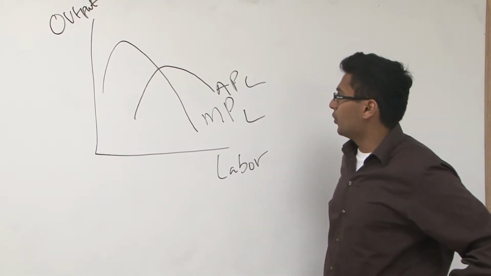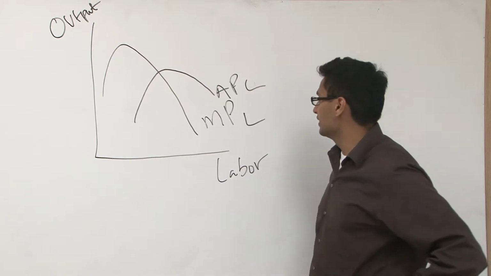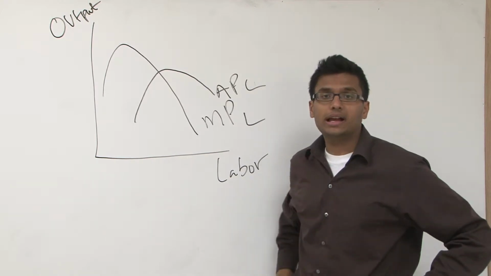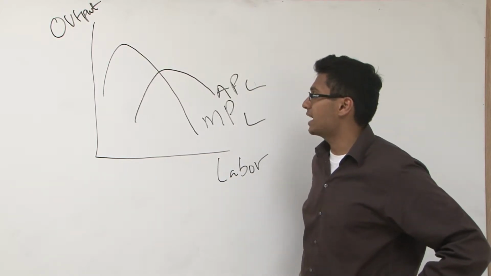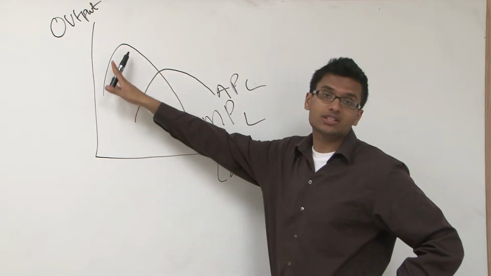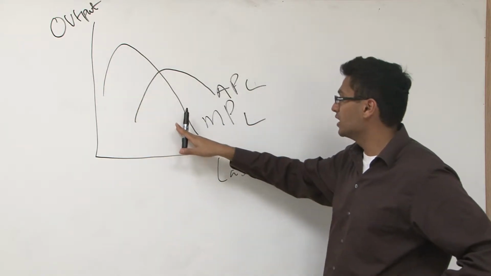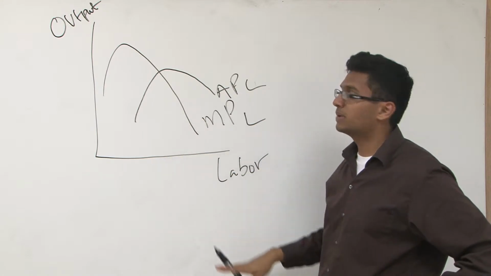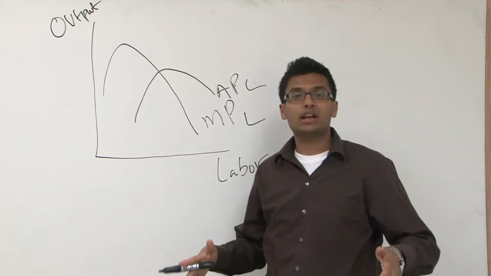Now, the major point of this is to just understand how marginal product of labor and APL actually look graphically. You have to understand that your MPL kind of skyrockets at first and then starts to fall off. Now, why is that? It's because initially, imagine this example.